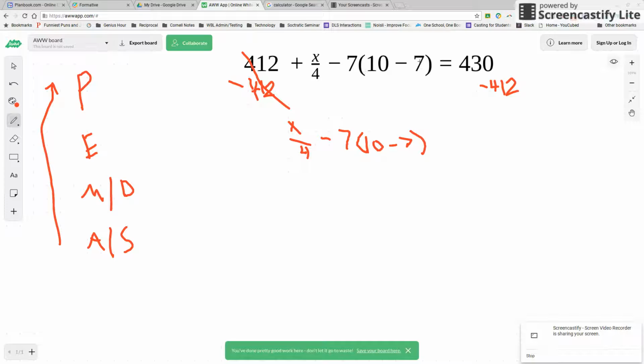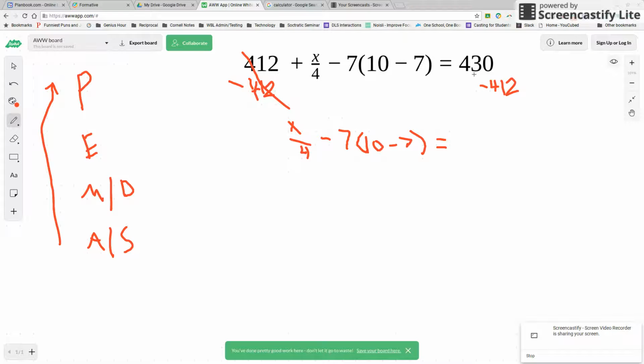Remember, that's what these parentheses mean. When you have a number outside of parentheses, it means whatever's inside the parentheses, we're going to multiply by what's on the outside of the parentheses. That equals 430 minus 412. Now, I could write 430 minus 412, or I could actually do that math right now.